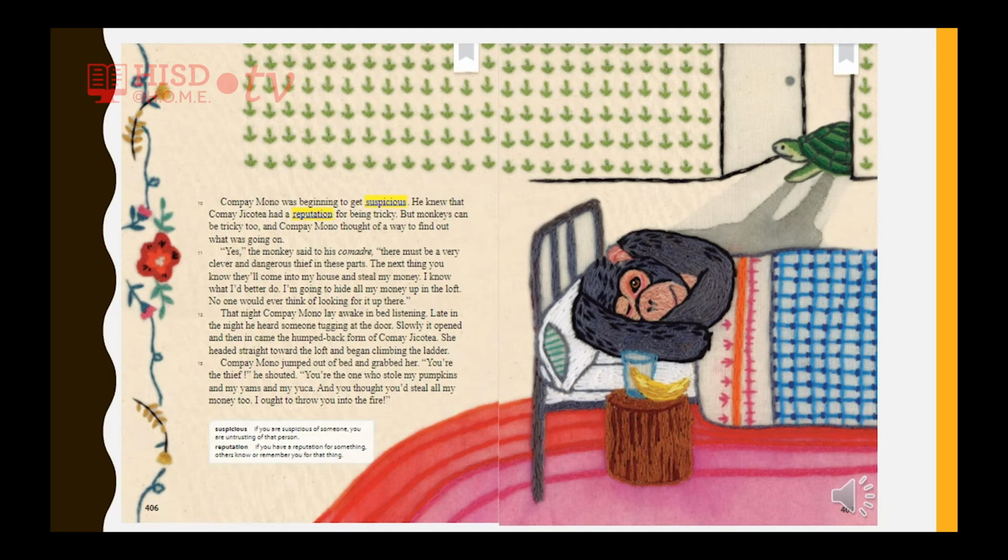Suspicious. If you are suspicious of someone, you are untrusting of that person. Reputation. If you have a reputation for something, others know or remember you for that thing.